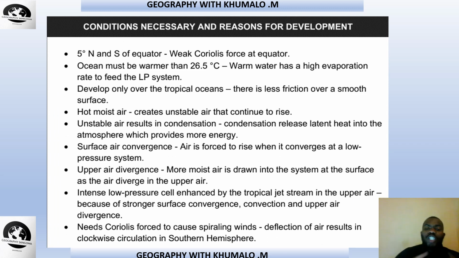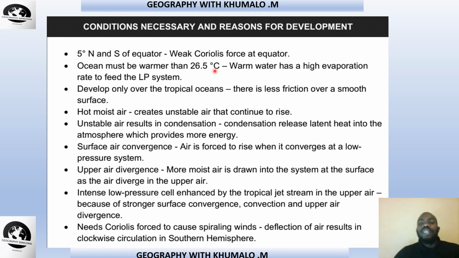Now, what are the conditions that are necessary for a tropical cyclone to form, grade 12? It forms between 5 degrees north and south of the equator because there is weak Coriolis force at the equator, so it will not form there at the equator. The ocean must be 26.5 degrees Celsius. Now, why am I saying 26.5? If you write 26, you are not going to be credited marks. You are going to get a wrong for your answer.